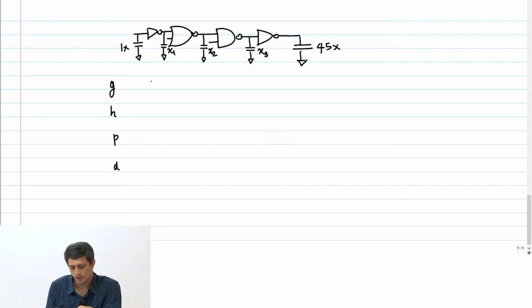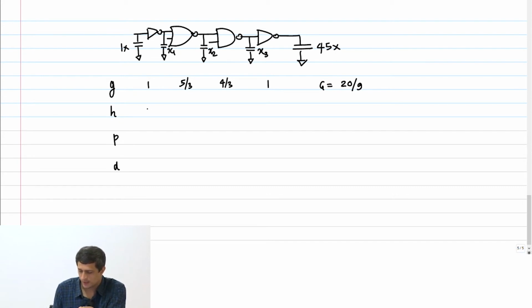Tell me what the logical effort is for each of these gates. Inverter 1, NOR 2 is 5 by 3, NAND 2 is 4 by 3, again inverter 1. So what's the path logical effort? 20 by 9, great.